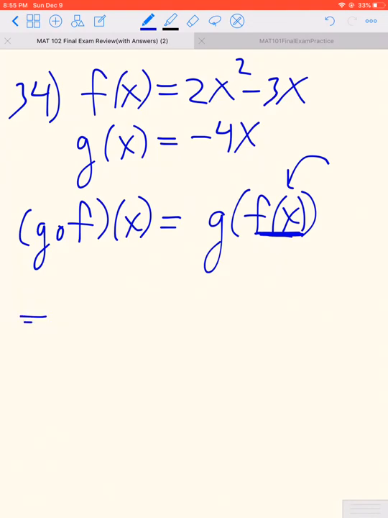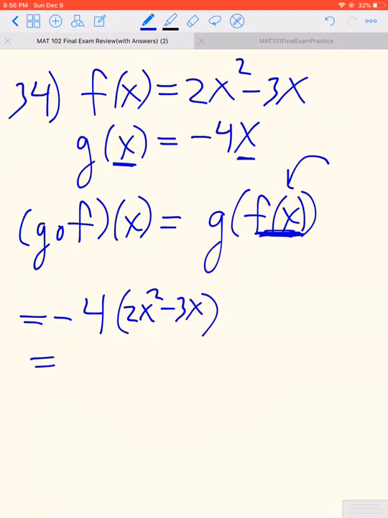So let me begin by writing out the statement form for g. What does g of x tell us to do to an input? Well, g of x says take your input and multiply it by negative 4. So g looks like this. It's negative 4 times input. What am I plugging into g? Well, I'm plugging in f of x, which is 2x squared minus 3x.